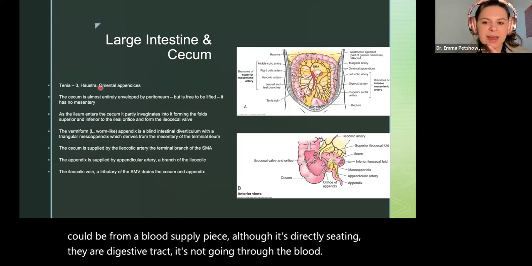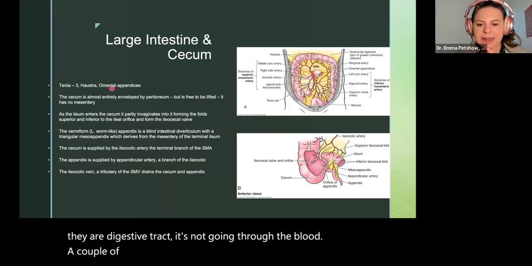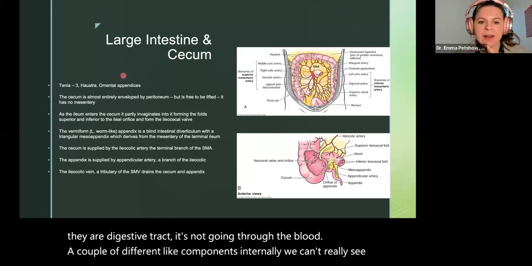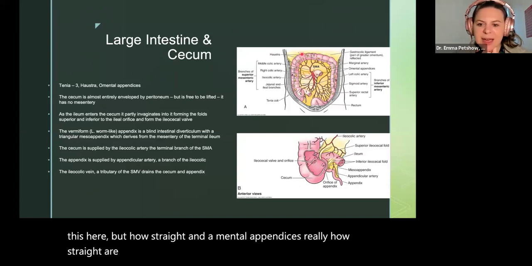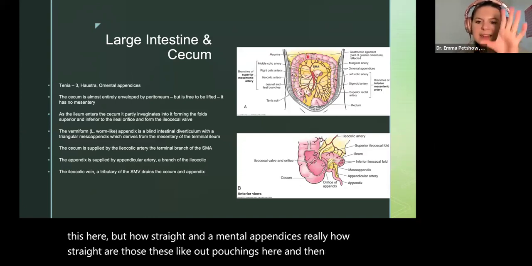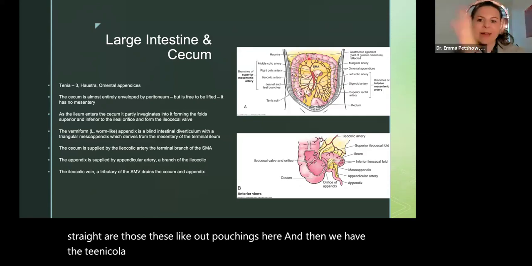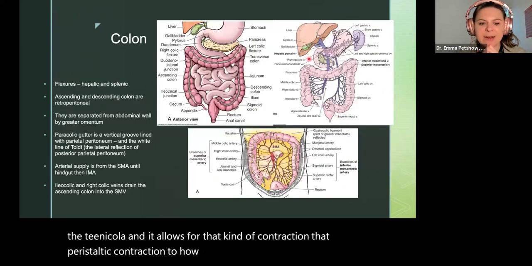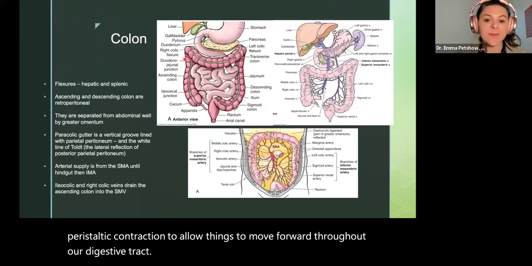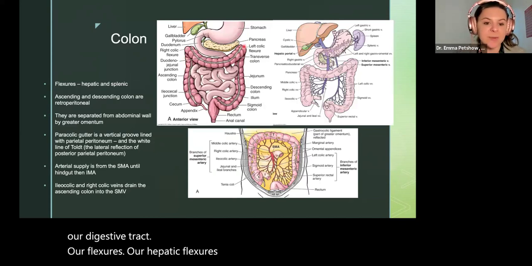A couple of different components internally. We can't really see this here, but haustra and omental appendices. Really, the haustra are these outpouchings here. And then we have the taenia coli, and it allows for that peristaltic contraction to allow things to move forward throughout our digestive tract. Our flexures are hepatic flexures by our liver, our splenic flexures by our spleen.